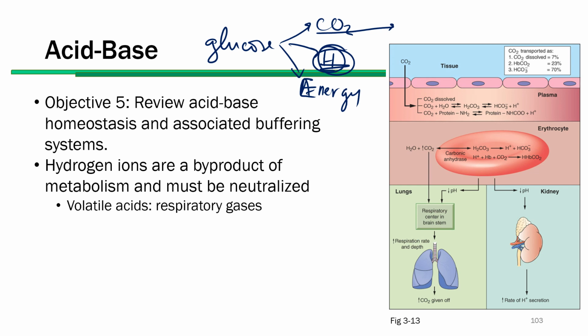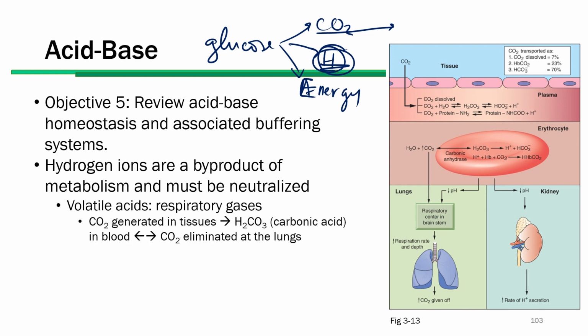Volatile acids are respiratory gases, and with hydrogen, we generate this carbon dioxide in the tissues, and it's not just this hydrogen that goes to the NAD we have to worry about, but also this carbon dioxide that we're going to breathe off. Before we breathe it off, it actually will combine with water to form carbonic acid.